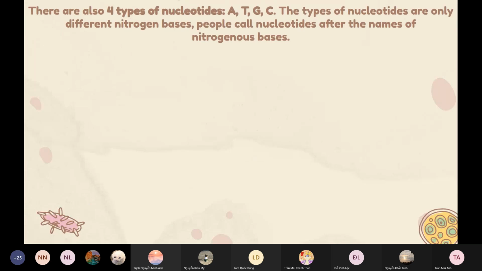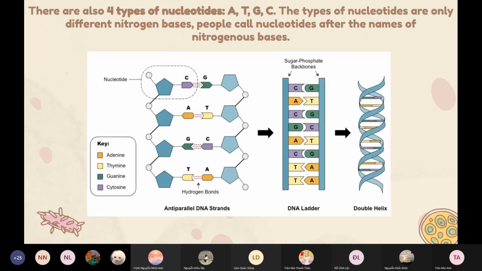Besides those three subunit molecules, there are also 4 types of nucleotides: adenine, thymine, guanine, and cytosine. The types of nucleotides differ only in the nitrogenous base. People name nucleotides after the names of the nitrogenous bases. As you can see, the photo below can give you a better understanding of what I just said. And this leads me to my next point, the ways nitrogenous bases pair together.